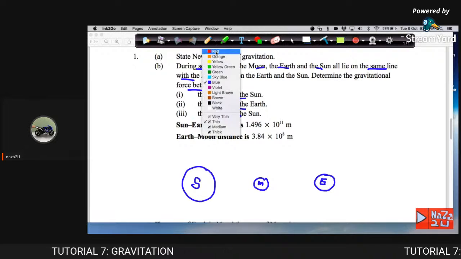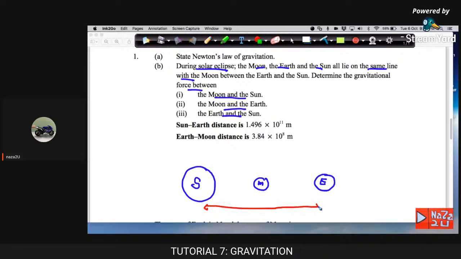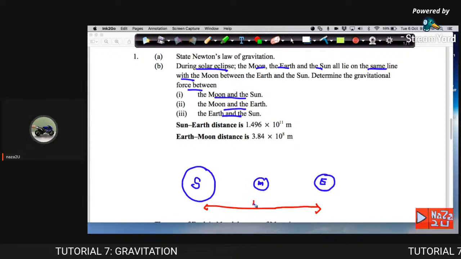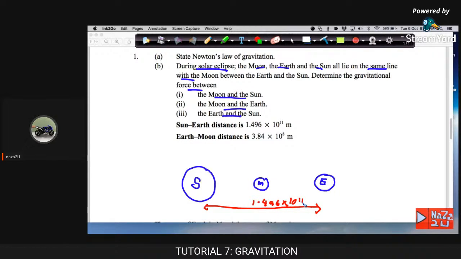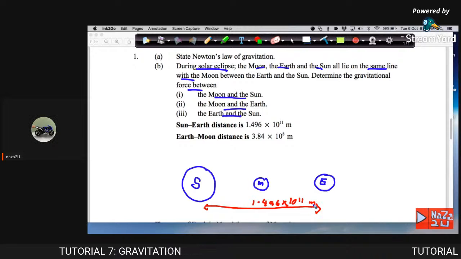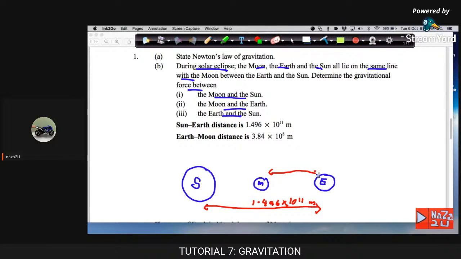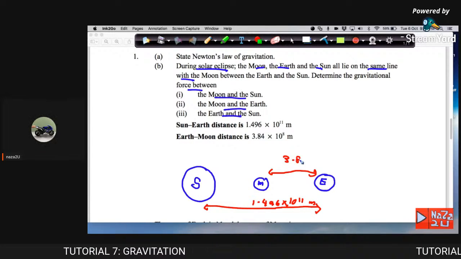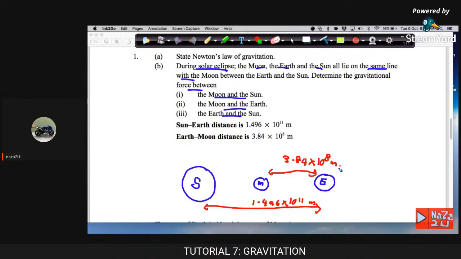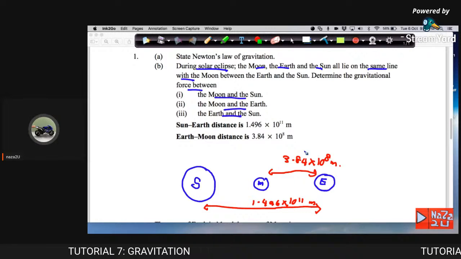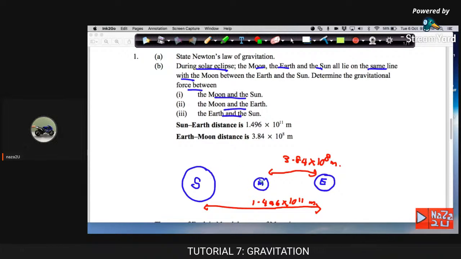Okay, so this is the distance. Distance from sun to earth is 1.496 exponent 10 power of 11 meter, and the distance from earth to the moon is equal to 3.84 exponent 8 meter. Okay, so now the first is the gravitational force between moon and sun.